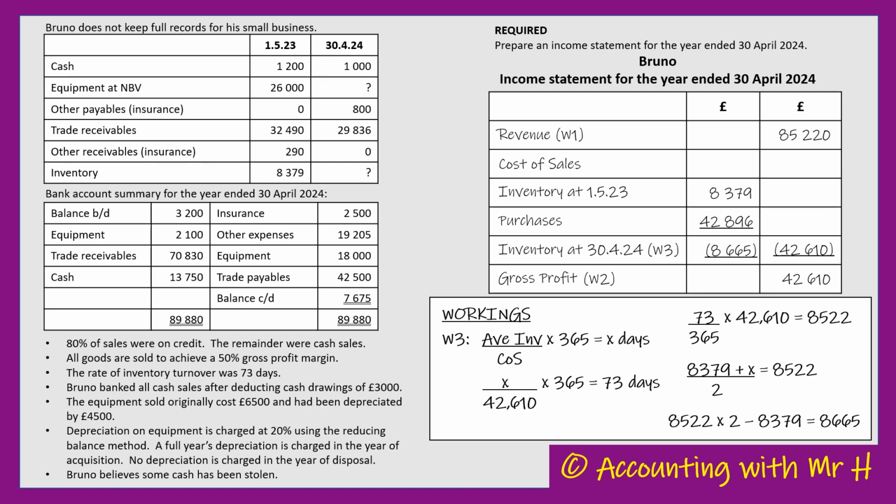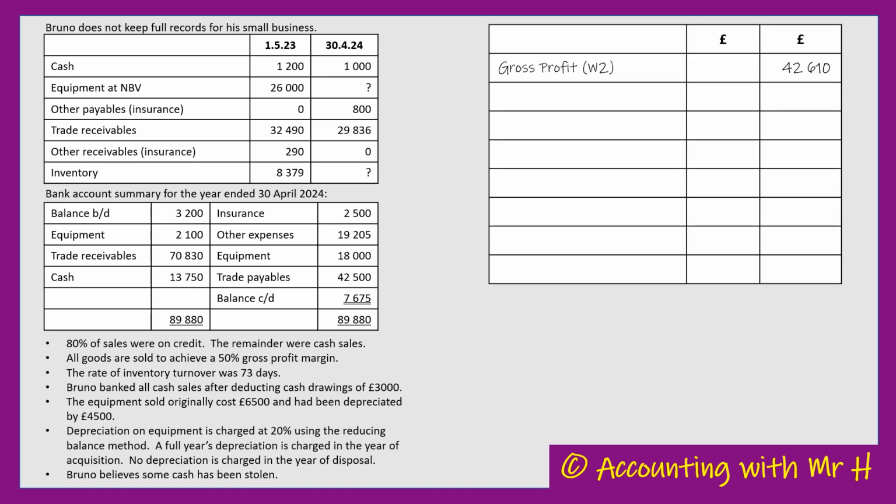We've done the trading section. So I'm going to move on to the next slide to look at the other section. So we're at gross profit 42,610 so far. All right then, so on to the profit and loss section. It's obviously still all one income statement. I've just had to scroll mine up a bit so that I can get it all onto one screen.